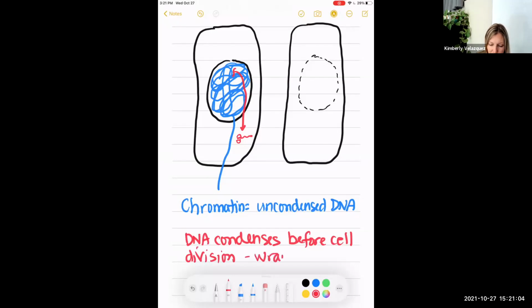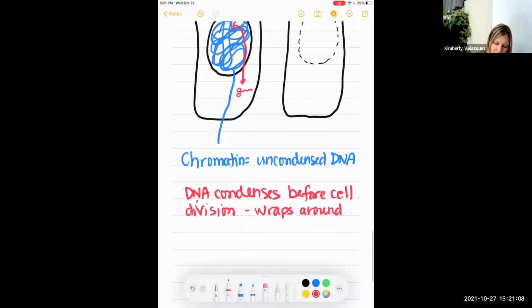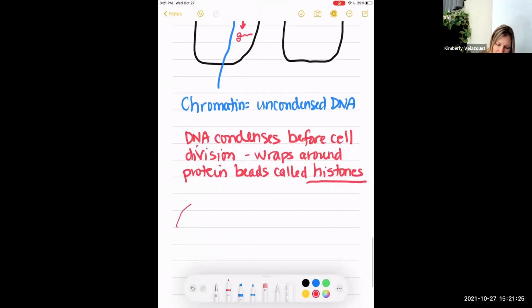It wraps around protein beads called histones. So imagine you have this stretched out DNA and it's going to start wrapping around these little beads, really tightly wrapping.